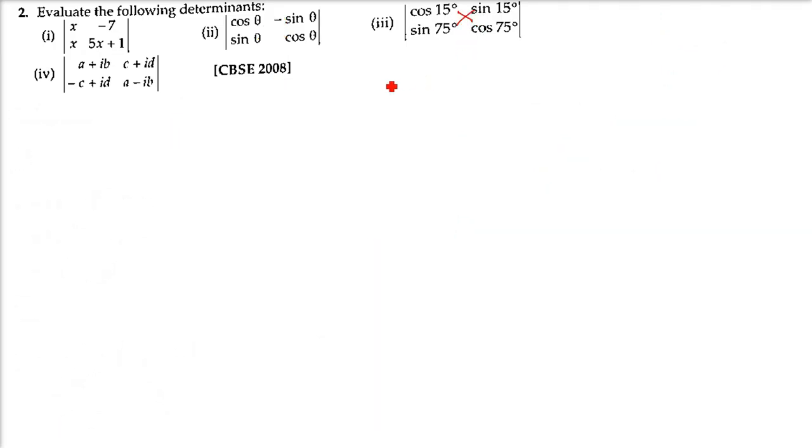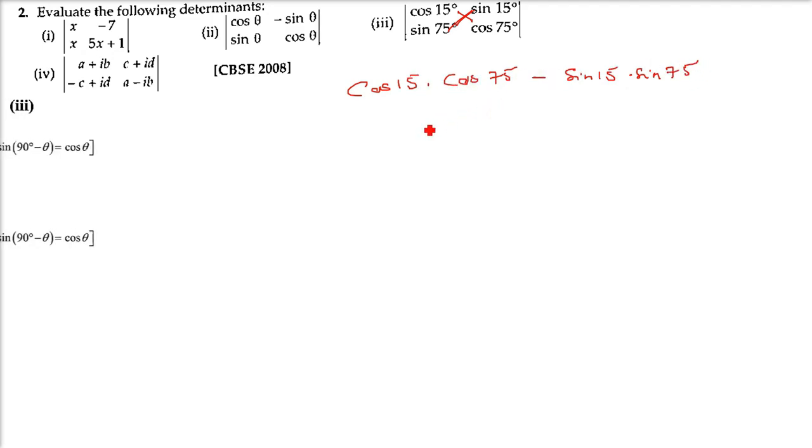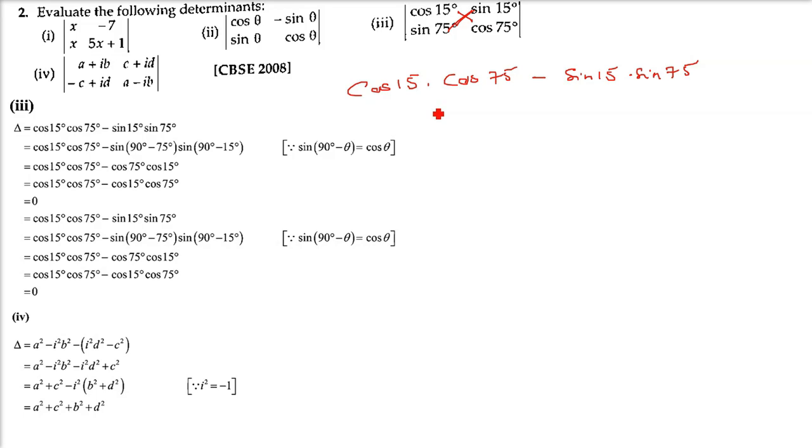Now we have cos 15 and cos 75. So cos 15 into cos 75 minus sin 15 into sin 75. So we'll use a relationship here. The relationship is sin 90 minus theta is cos theta, or cos 90 minus theta is sin theta. This is what we have to use. How is it going to be? See, cos 15 and cos 75. This is sin 15 and sin 75.